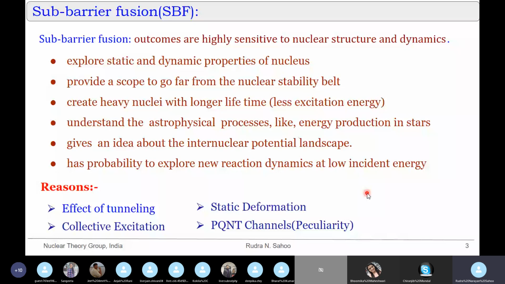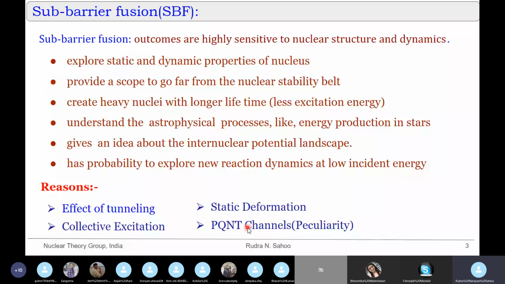As per the existing literature and the present understanding, sub-barrier fusion occurs mainly due to the effect of tunneling. Tunneling is a quantum mechanical process where a quantum mechanical particle passes through a barrier, although it has less energy as compared to that barrier. And the tunneling probability gets modified by the static deformation, the collective excitation, and the PQNT channel, that is, positive Q-value neutron transfer channel.